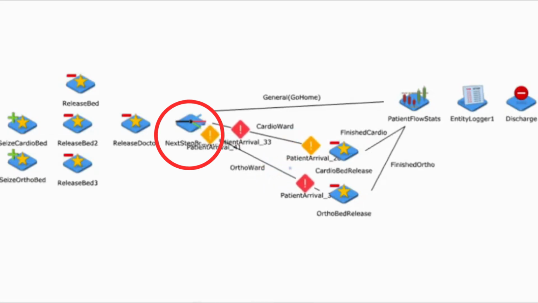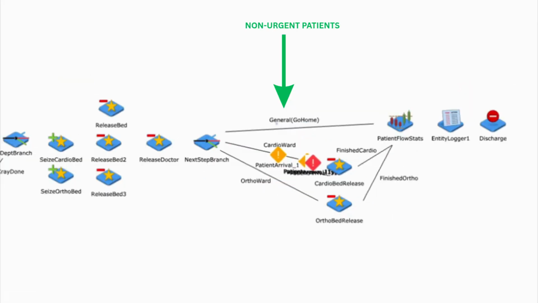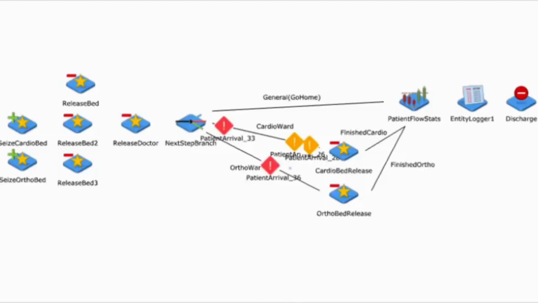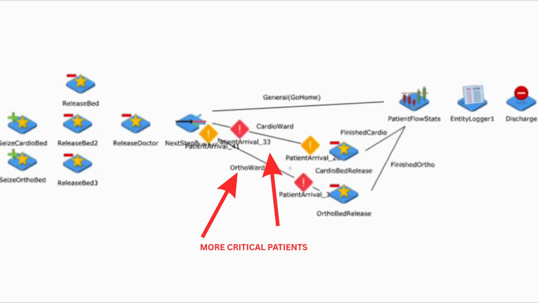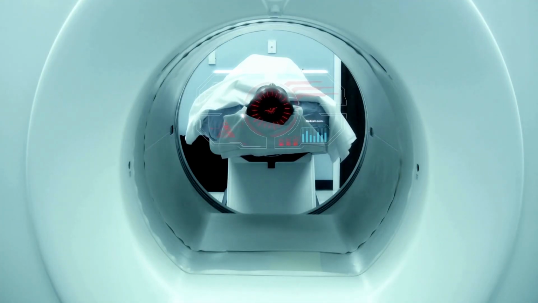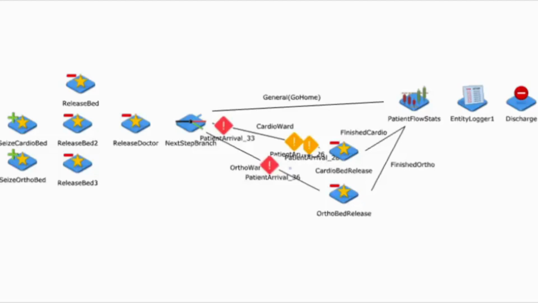After imaging, the doctor releases the patient and they reach the next step branch, which routes them based on their assigned department. Non-urgent level 4 and 5 patients are sent along the general path, labeled Go Home, and proceed directly toward discharge. The more critical patients, levels 1 through 3, were assigned a department earlier during triage, with a 50-50 chance of being referred to either cardiology or orthopedics.